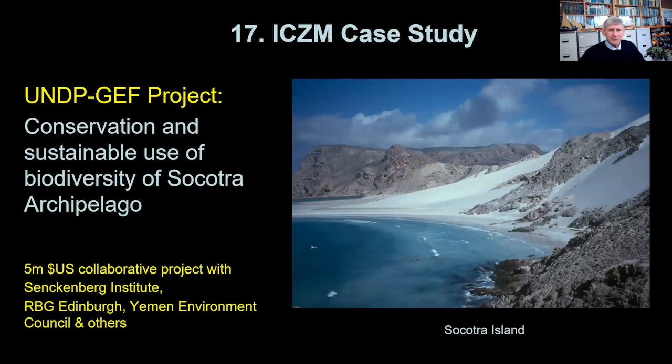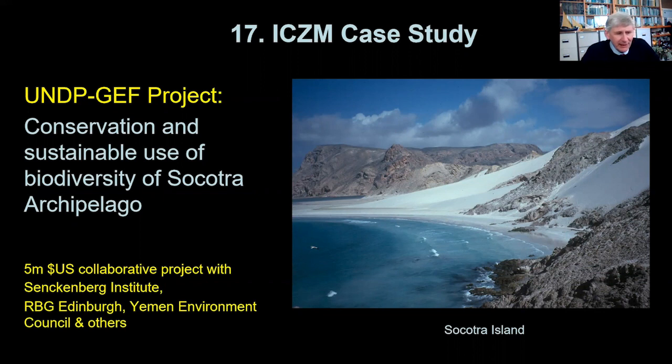So I'd like to finish with a case study that brings a lot of these concepts together. This was the United Nations Development Programme Global Environment Facility project on the conservation and sustainable use of the biodiversity of the Socotra Archipelago. Now, Socotra belongs to Yemen, and this was before the present war in Yemen, so we were able to gain access.